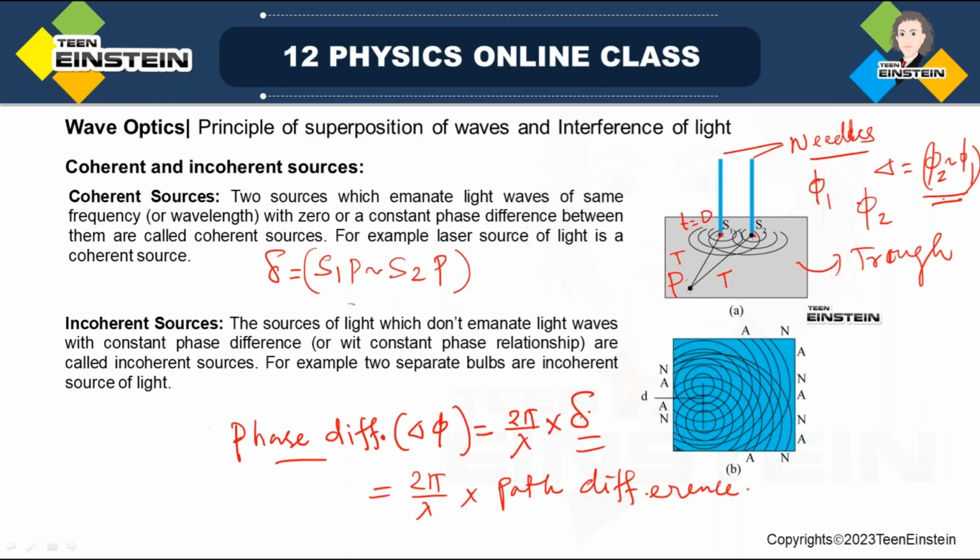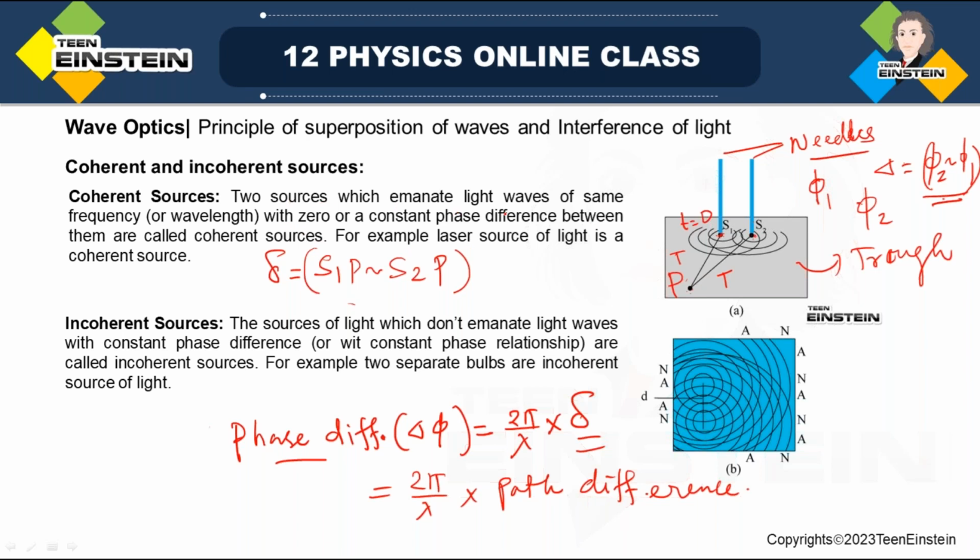All right. So what I was going to discuss is what is called a coherent source. Two sources which emanate light waves of the same frequency or wavelength; the two sources should produce waves of the same frequency.